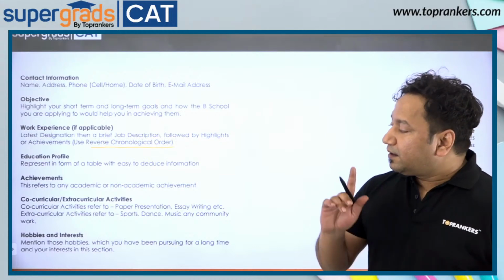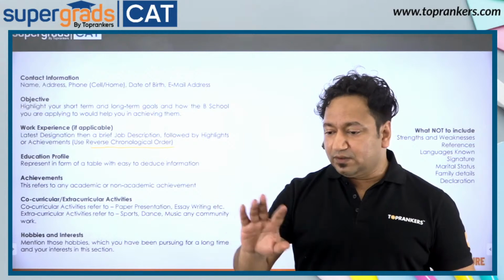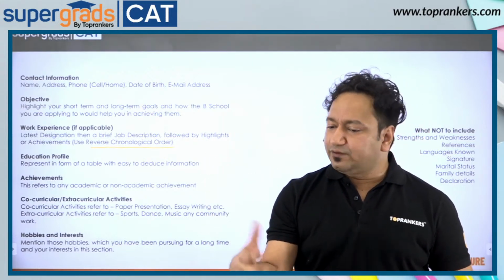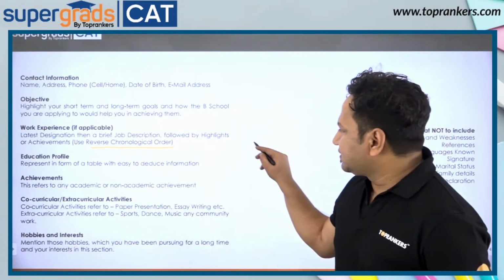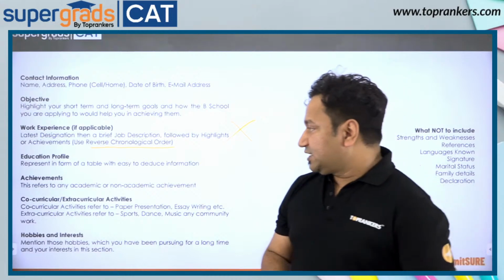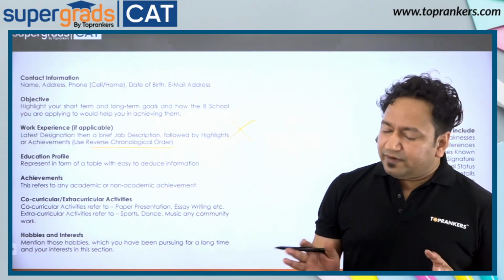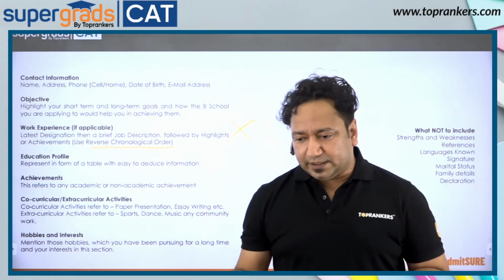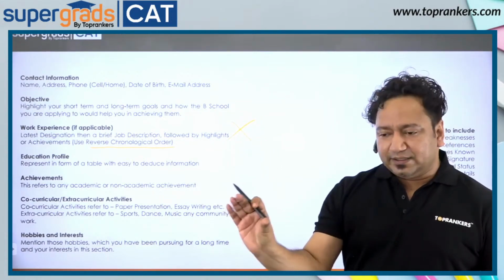education profile. A lot of people tend to make the mistake of writing the education first, then the work experience. Never do that. Write the work experience first and then the education. Okay, and it is applicable only for people who are working. For freshers, of course, this is not applicable. For the education profile, the best way to represent it is in the form of a table with easy-to-read information, and it should again be in reverse chronology. So if you have done your graduation, that should come first, then your 12th, then your 10th.